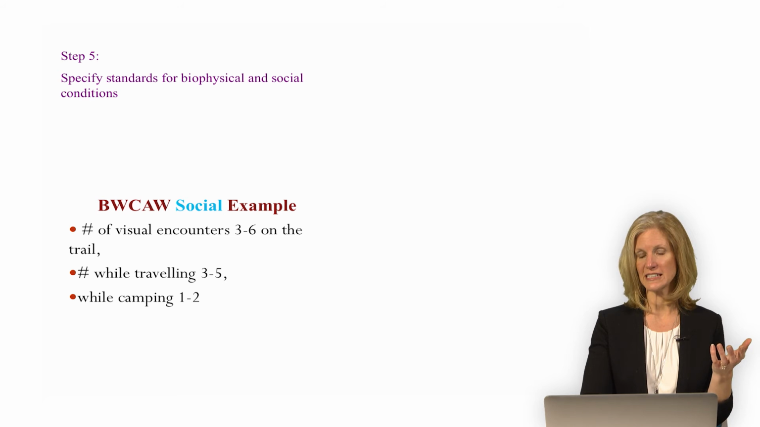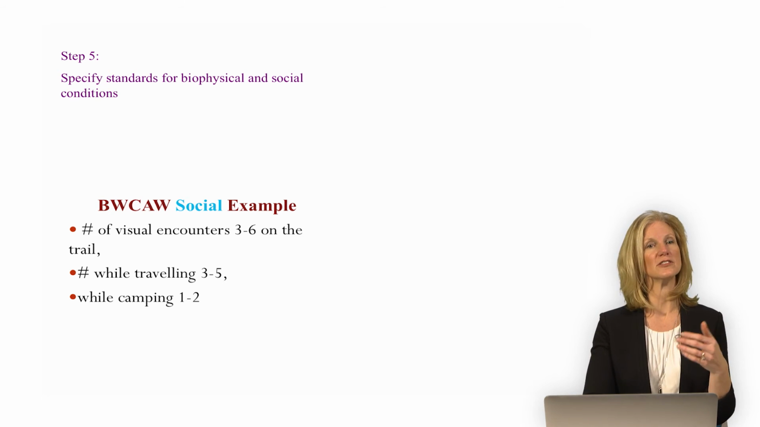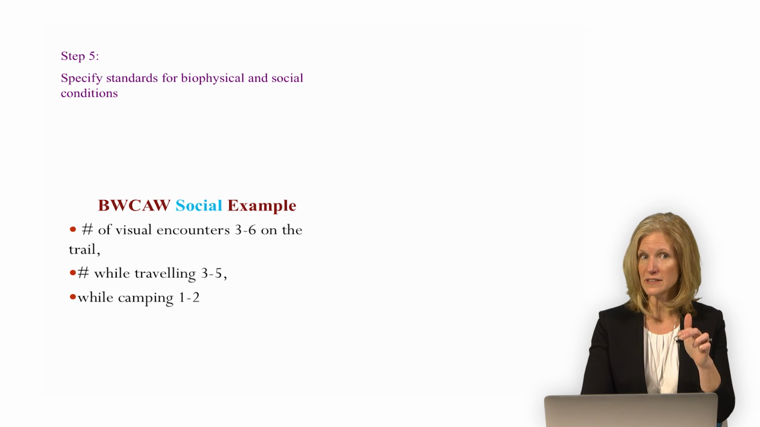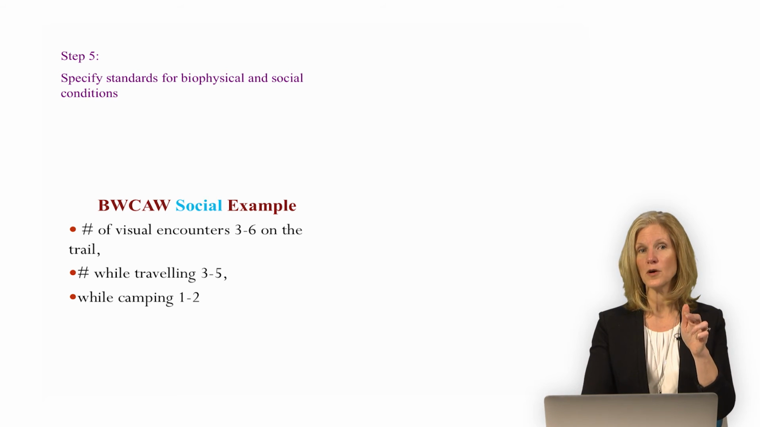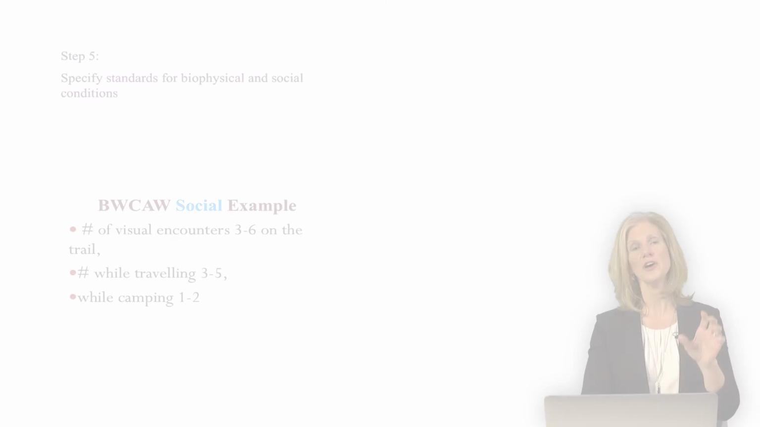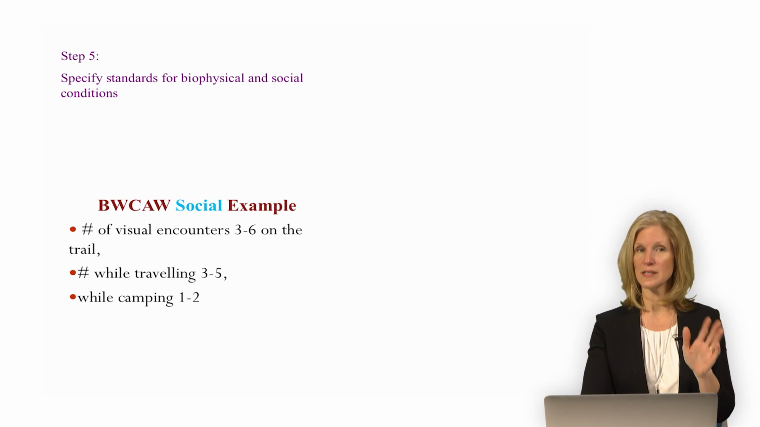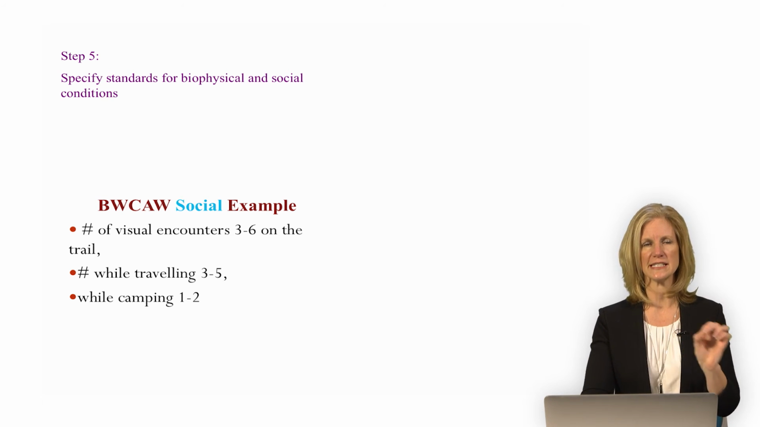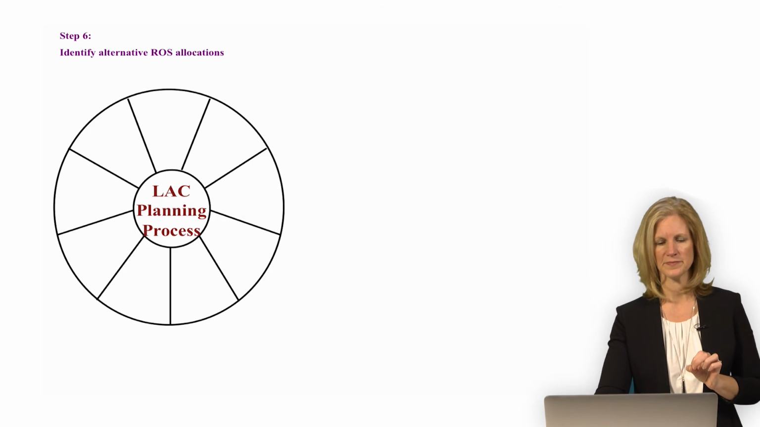In a social example, their encounters include the number of visual encounters: 3 to 6 on the trail, 3 to 5 while traveling, and 1 to 2 while camping. So they have changed that based on where the visitor is. Note that standards express the typical situation. There may be times, very infrequently, when a standard is exceeded.